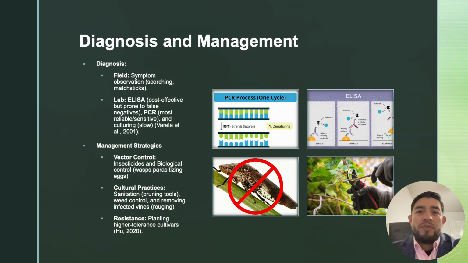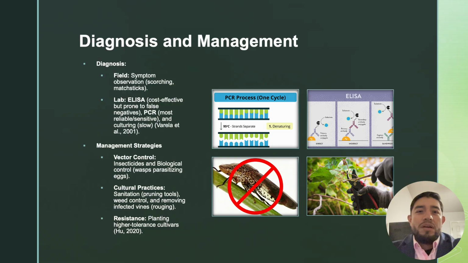Since there is no cure for Pierce's disease, we must focus on management. This requires an integrated approach. We can use insecticides and biological controls like parasitic wasps to reduce vector populations. Equally important are cultural practices. Aggressive weed control to remove host reservoirs, strict sanitation of pruning tools to prevent mechanical spread, and roguing or removing infected vines immediately to stop the spread.